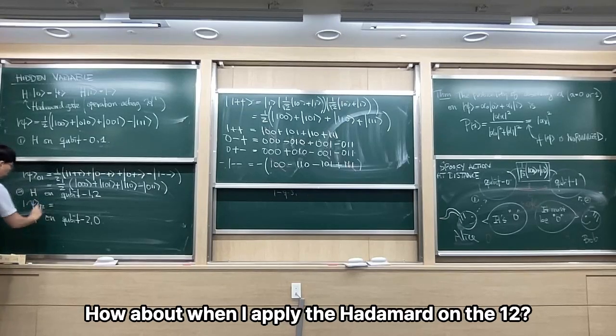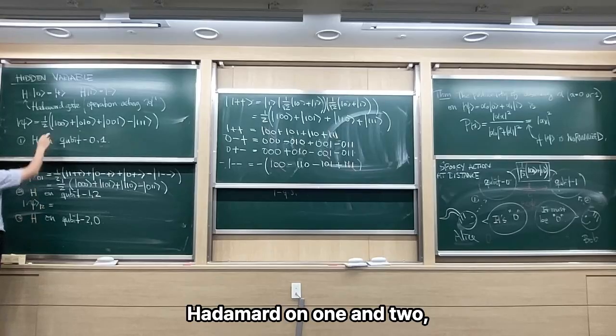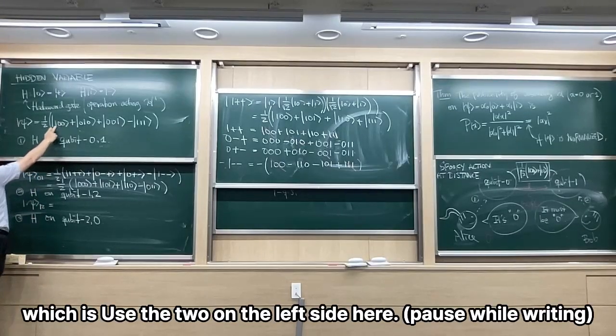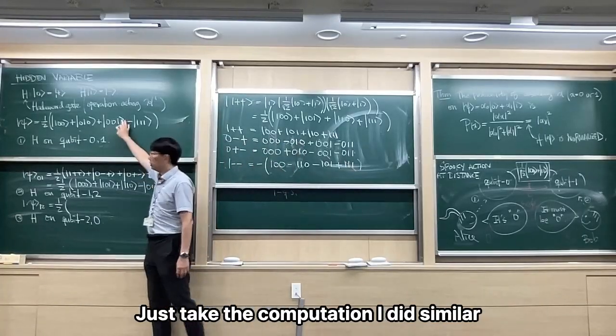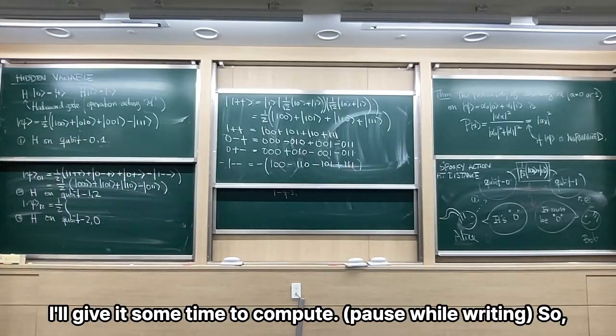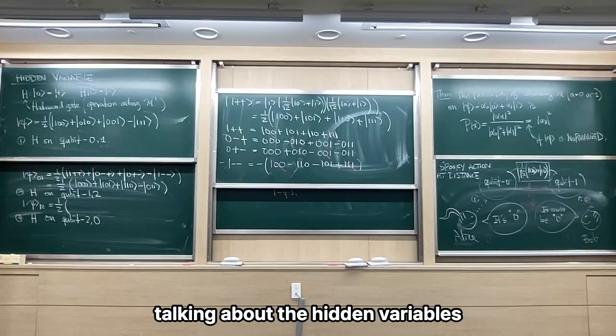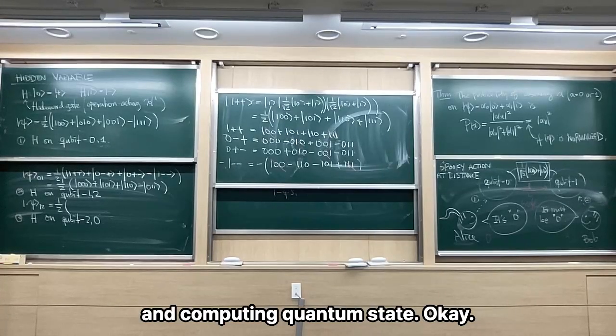How about when I apply the Hadamard on 1, 2? So can you guys do the computation here? So try to put the Hadamard on 1 and 2, which is the 2 on the left side here. Just take the computation I did similar to what I did in the first step, and then give me the answer. I'll give it some time to compute. So don't forget, we're still talking about the hidden variables, but also it's an exercise for taking a superposed state and computing quantum state.